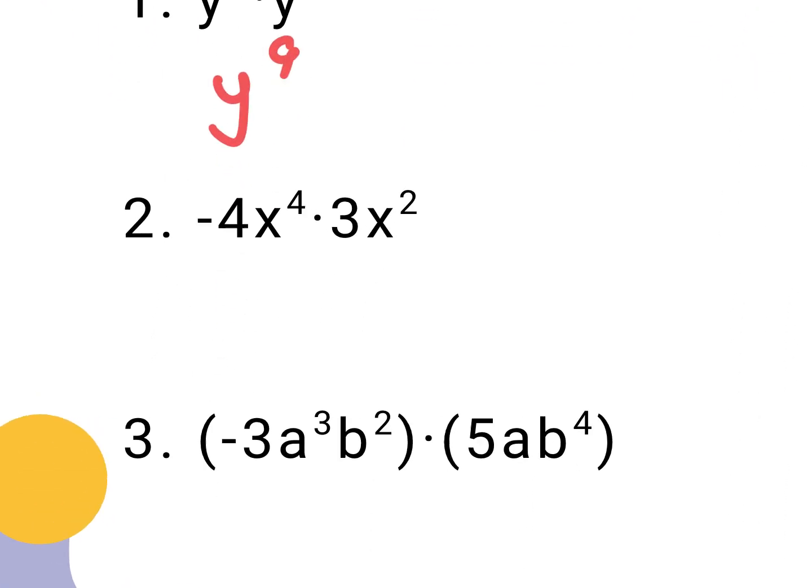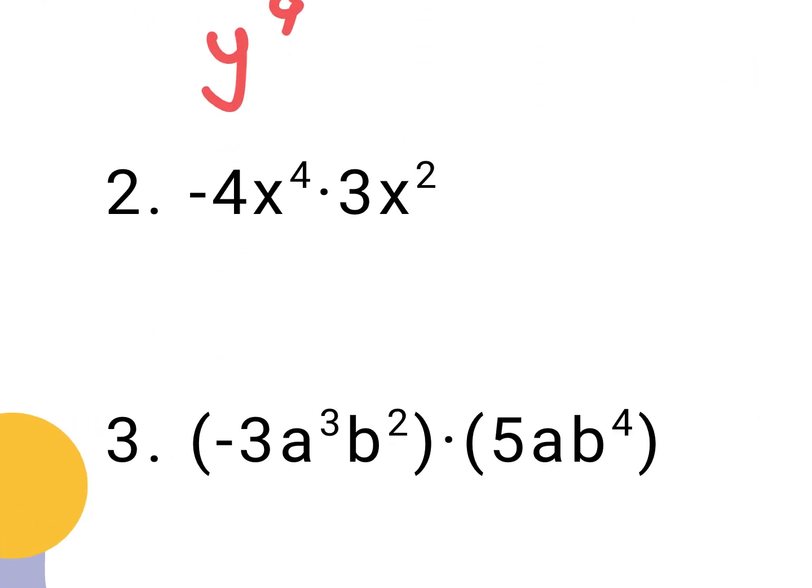Let's look at number 2. I have coefficients, right? I have numbers in front of variables. We're just going to multiply those together. What is negative 4 times 3? Negative 12. Perfect, negative 12. And then I notice I have x to the 4th and x squared. So I have the same bases that I'm multiplying together. I'm going to rewrite the base. And then what do I do to my 2 little exponents? I'm going to add them together. What is 4 plus 2? 6. Perfect, good job.